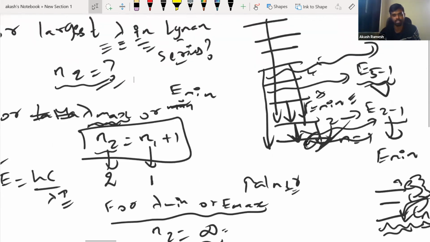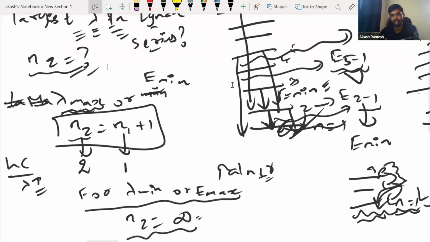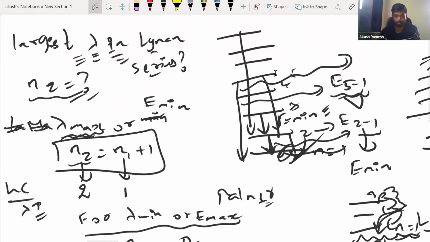If I talk in terms of energy, these are what are called energy level diagrams. Say we talk about N1 equal to 1, the Lyman series. If the electron comes from the second to the first level, the energy will be minimum because it's a very small distance. So lambda will be maximum. For that only we say for lambda max, N2 is equal to N1 plus 1. If the transition happens between consecutive energy levels, that is where I have minimum energy and maximum lambda.